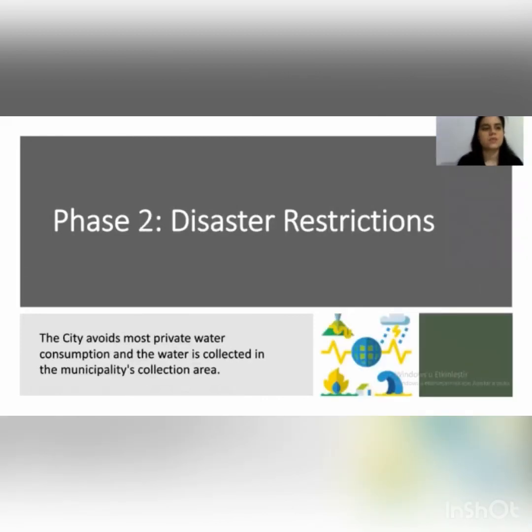So, Phase 2 is disaster restriction. The worst Day Zero may occur when the Western Cape water supply system threshold levels fall to 13%. Within Phase 2, the city restricts most private water consumption, and the water is collected in the municipality's collection area.